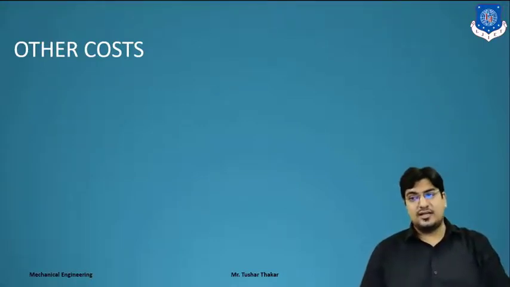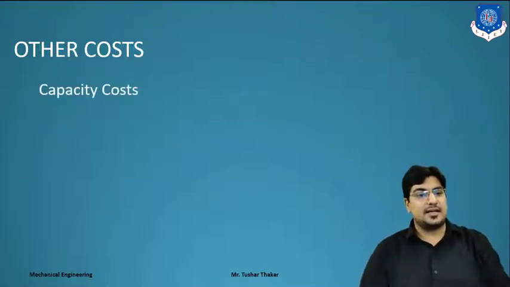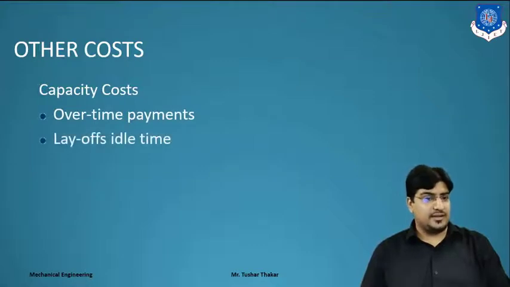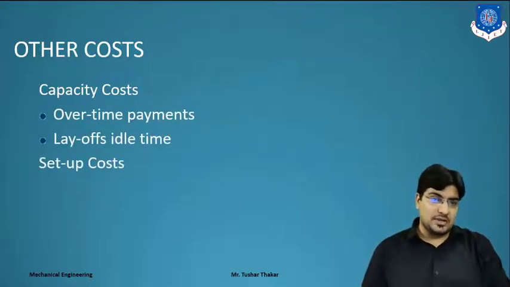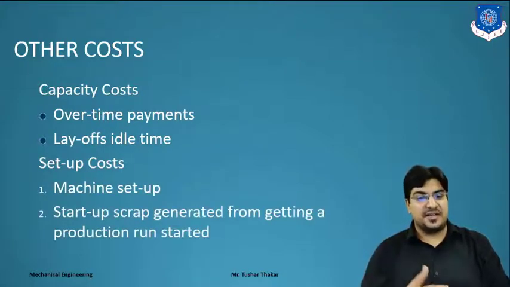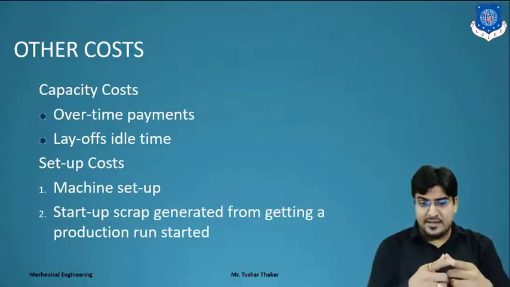And another cost, that is miscellaneous cost. Which other costs do we have to consider? That is capacity cost: overtime payments, layoff, idle time, setup cost. These are the other costs. Machine setup cost, and startup scrap generated from getting a production started. What does that mean? Let's see an example.